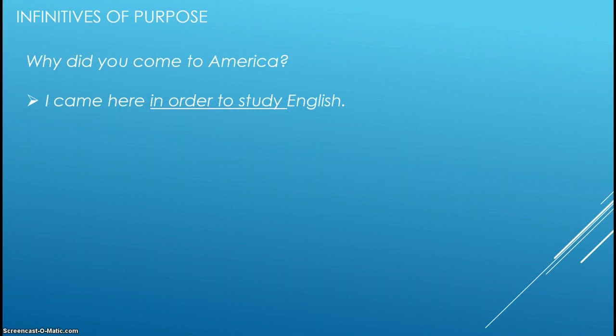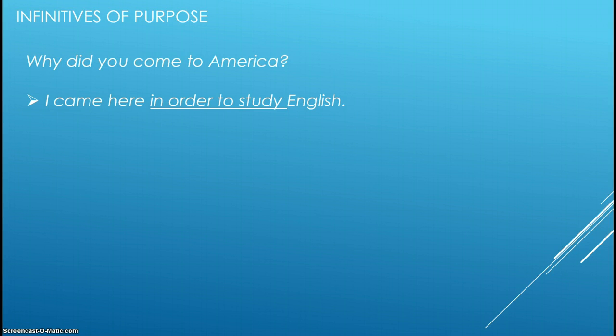Let's get into some of these rules. So we're talking about infinitives of purpose, first of all. And purpose just means why do you do something? What's the reason? What's the purpose? Why did you come to America? A question that you very well may hear someday. This one is okay to answer. I came here in order to study English.